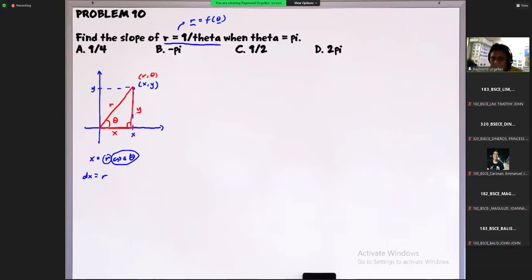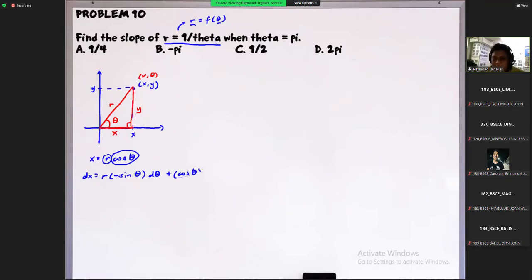So we have r. Derivative ng cosine theta is negative sine, so this is negative sine theta. Since the variable here is theta, kailangan naka-multiply dito ng d theta, kasi yun yung derivative natin. Function siya ni theta. So then plus cosine theta.